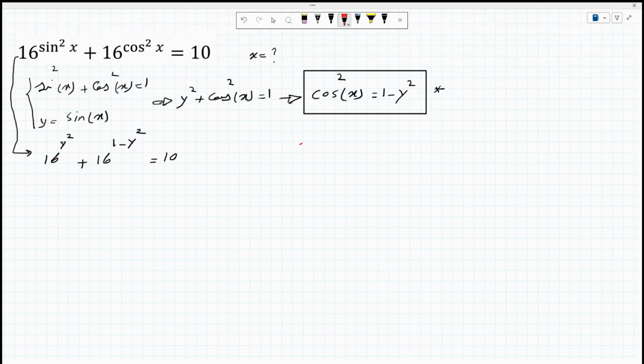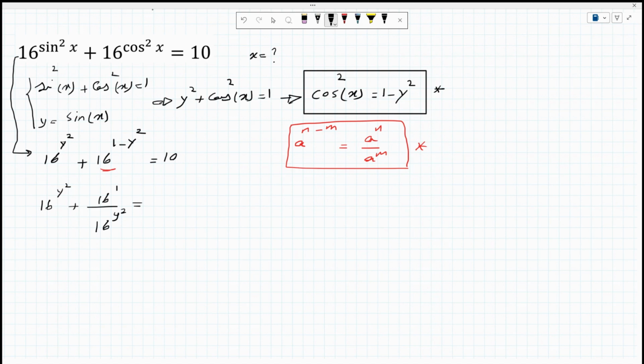There is a rule here. We all know a to the power of n minus m equals a to the power of n divided by a to the power of m. I'm going to use this to simplify this term. So we're going to have 16 to the power of y² plus 16 to the power of 1 divided by 16 to the power of y², equal to 10.